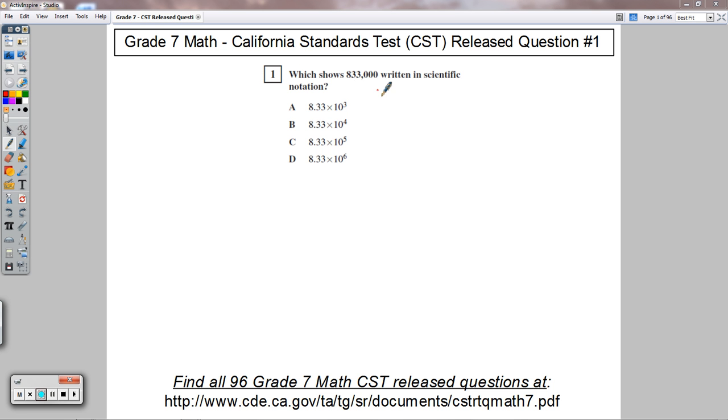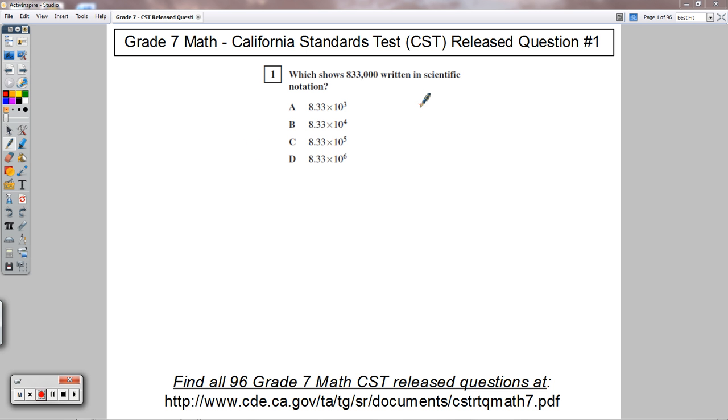It says, which shows 833,000 written in scientific notation. So when I think of scientific notation, I think about a couple things. I think about how far I have to move the decimal place, and I think about big numbers and small numbers, and I'll tell you what I mean by that in just a second.